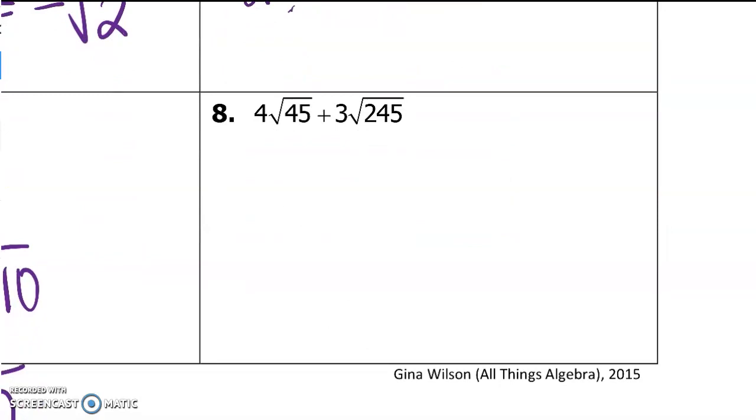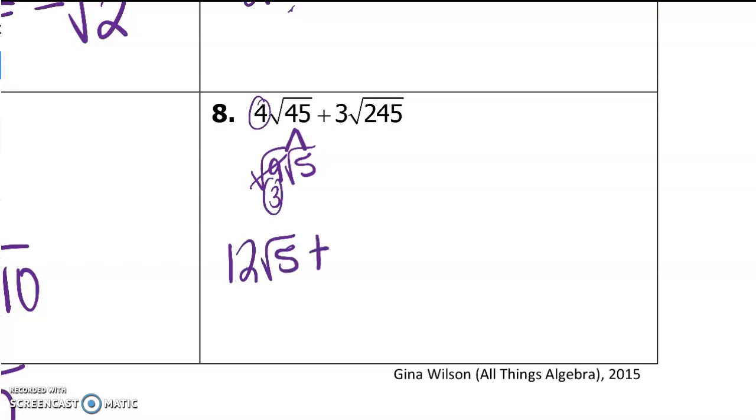Number 8. The 45 would be broken into 9 times 5, square root of both. Square root of 9 is 3. So 4 times 3 gives us 12, square root of 5. Bring down the plus sign.